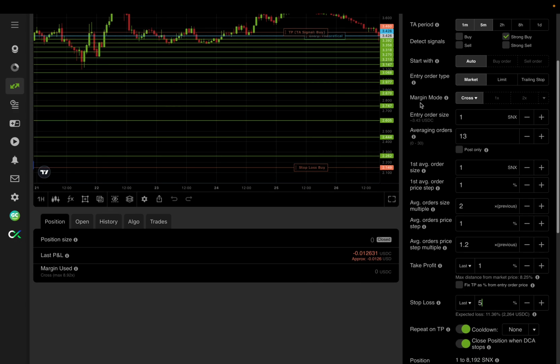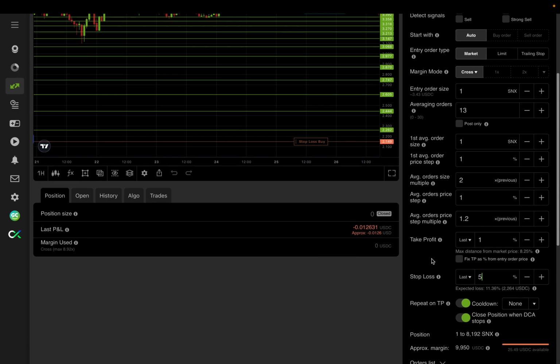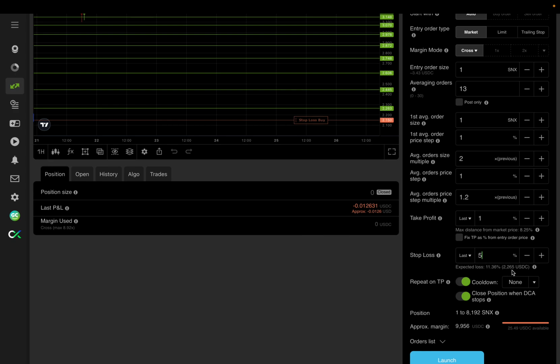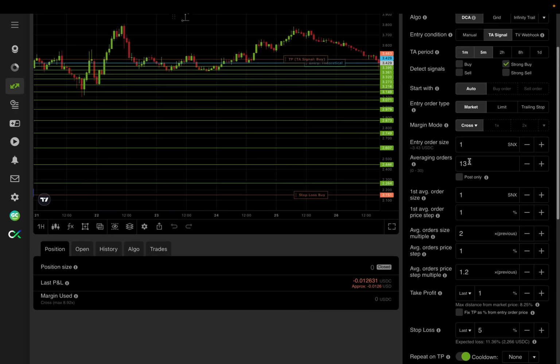So that 5% tells us where to place your stop loss, and it tells you how much the price will need to move after the last averaging order for your stop loss to be hit, but it doesn't tell you anything else. And now we show you two more parameters. First, your total expected loss. So you see here I have 13 averaging orders.